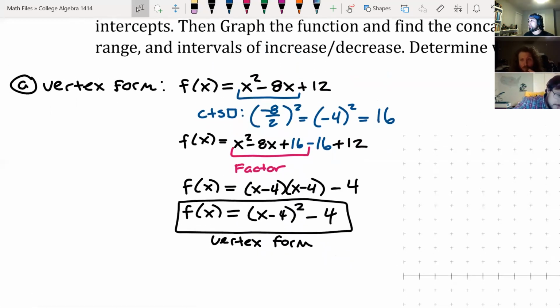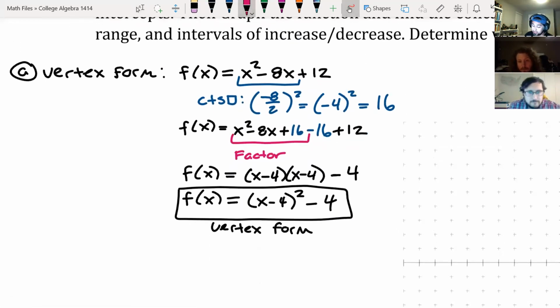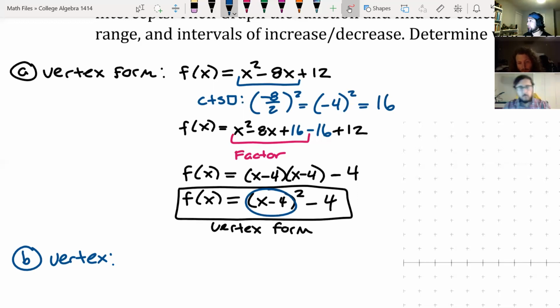All right, so now we have the vertex form. This means we can go ahead and find the vertex. So the next two answers are going to be really easy because they're built off of this vertex form. So for B, we'll find the vertex. And for my vertex, you're going to state the x value and the y value, or the h and k value. So remember that with our x's, we have to think opposite because these are still transformations. This x minus 4 means we have a shift to the right. So for my h value, it's not going to be negative 4, it's going to be positive 4. And my k value is still negative 4. So there's our vertex.